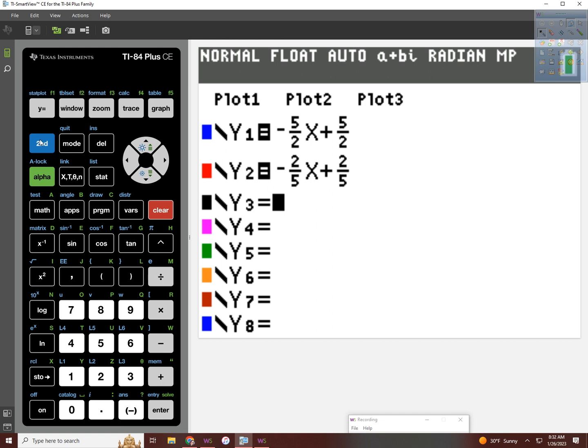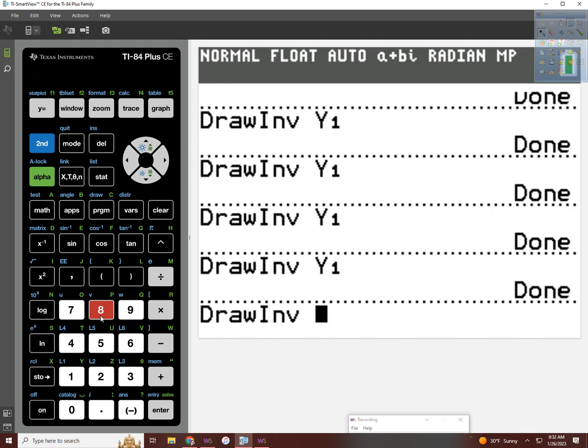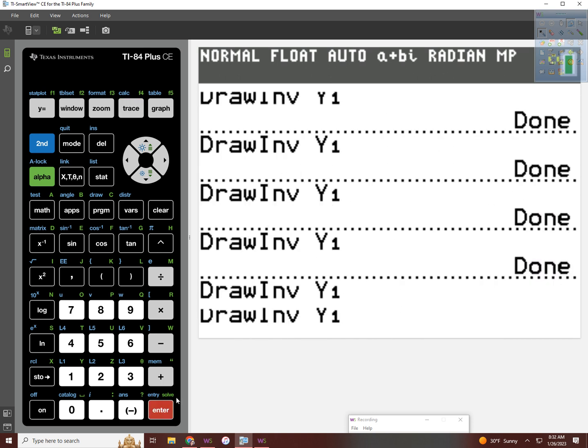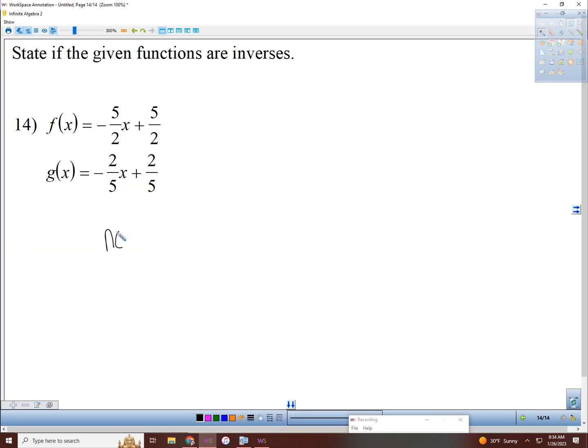So when I go to the Draw menu and I choose Draw Inverse, which is 8, and then Alpha Trace to find that y1, press Enter. My blue one, right, that graphed first, it should graph immediately over the red. But see when it drew that one in, it didn't draw over the red one. So therefore, the red is not the inverse of that first one. So the answer to this is no.